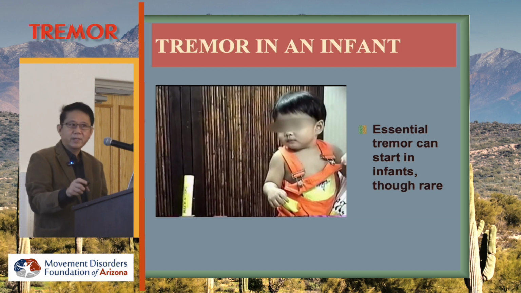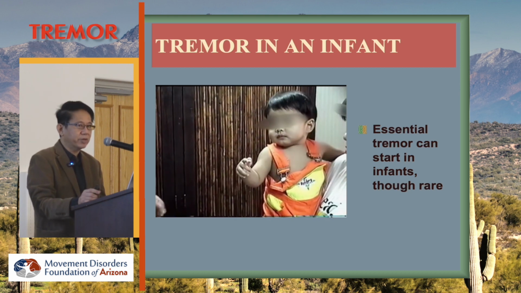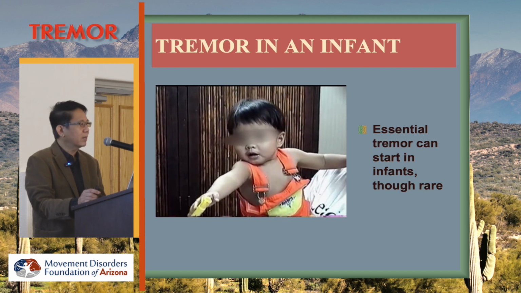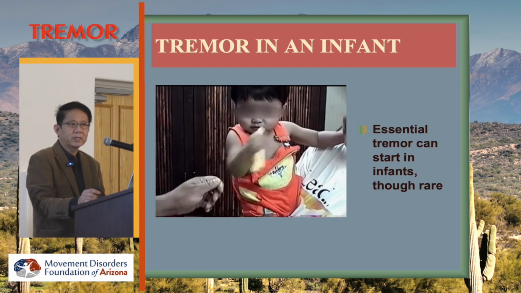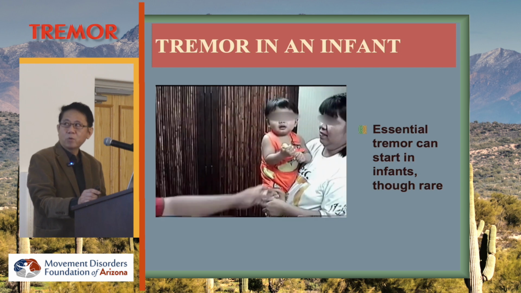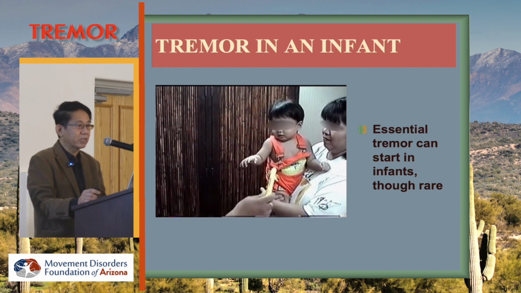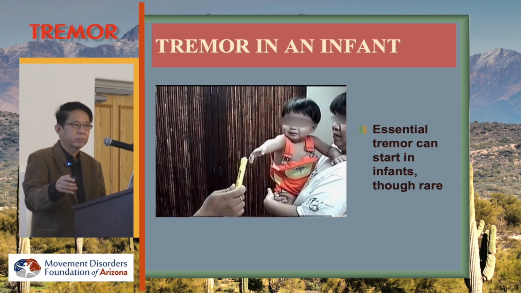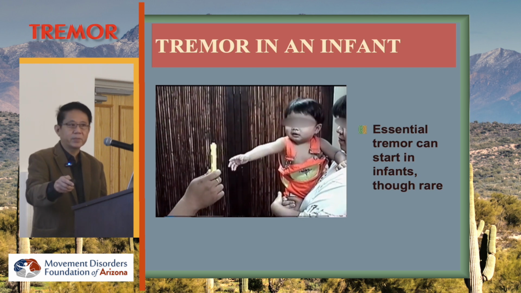Now, rarely I see patients with tremor as early as their infancy. This is called infantile tremor. It's pretty rare. In fact, this particular condition is most commonly seen in patients with family histories of tremor, particularly central tremor. Very rare condition. More commonly seen in the Asian population.